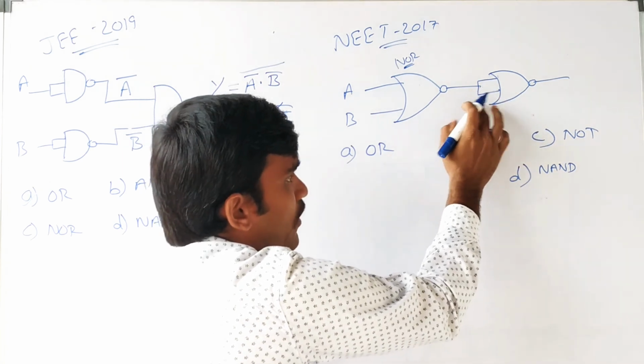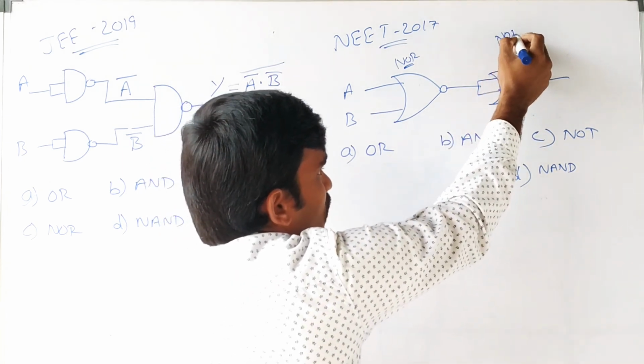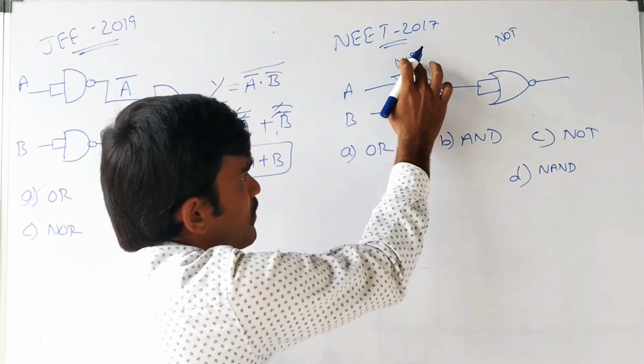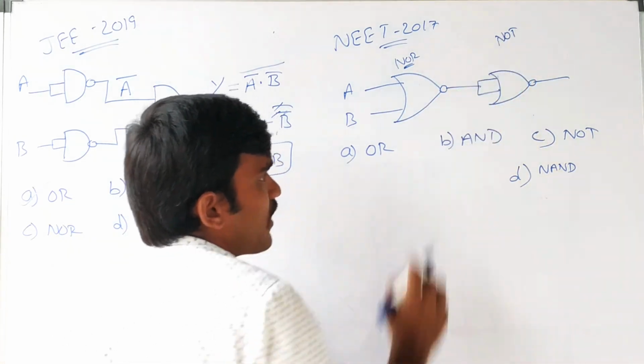Okay, a single input NOR gate means which gate? NOT gate. Okay, with two inputs it is a NOR gate. A single input NOR gate means a NOT gate.